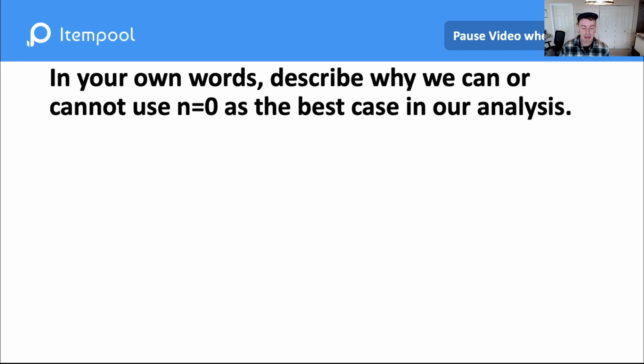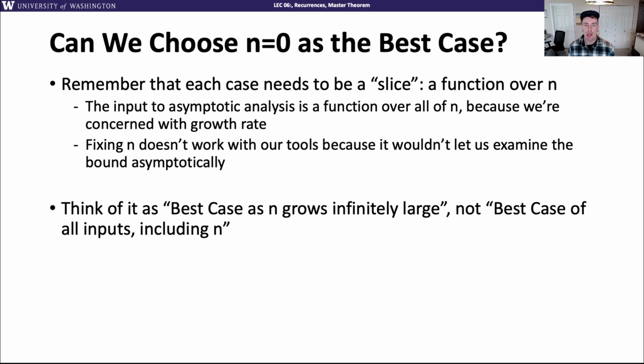Okay, so let's talk a little bit about why we can or cannot use n equals 0 as our best case. So remember that each case needs to be a slice, a function over n. So it needs to say for any input n, what is the number of steps? The input to asymptotic analysis is a function over all n because we're concerned with growth rate, what happens as n gets really, really large. Fixing n does not work for that tool because it wouldn't let us examine the bound asymptotically.